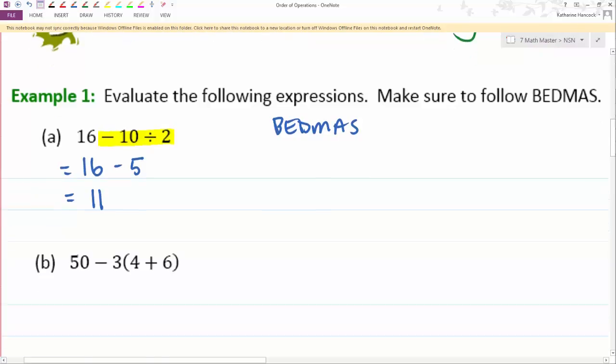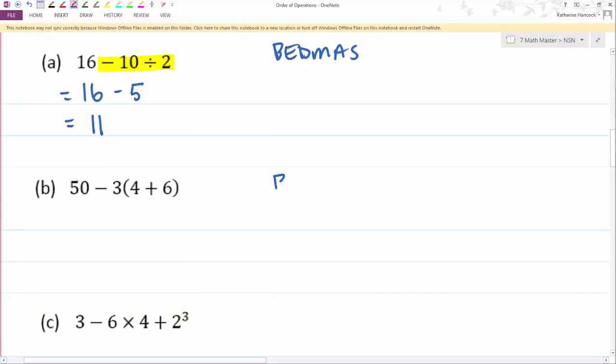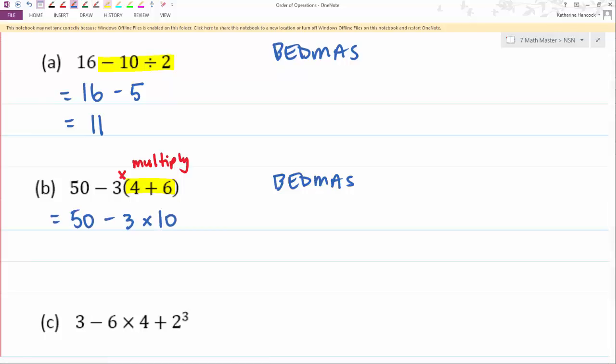Hope that made sense. So for the second one, we're going to follow BEDMAS. Again, B is for brackets. Yep, we got brackets. So we're going to do the brackets first. So we'll have 50 minus 3 times, because remember, squish together means multiply. So in between here, that was really a multiply. Squish together means multiply. And now we've done the 4 plus 6, that equals 10.